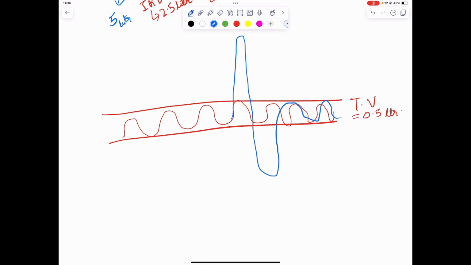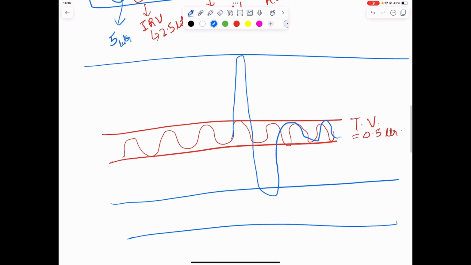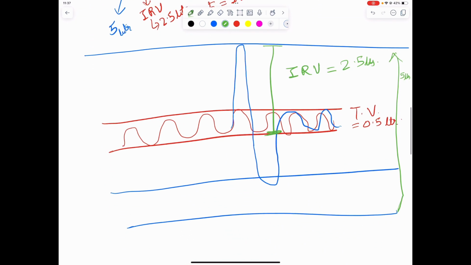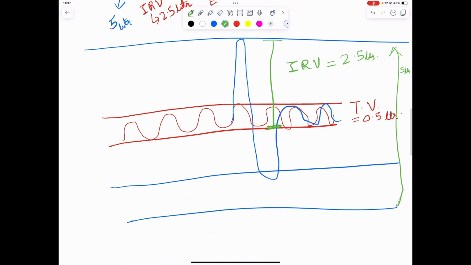So from the above you will remember how to remember all the lung volumes. Now what I have to do is just fit in all the things that are there. Now from total lung volume we know that total lung volume is 5 liter. Inspiratory reserve volume, now what would that be? That would be 2.5 liter. Now we have expiratory reserve volume, that will be around 1 liter.